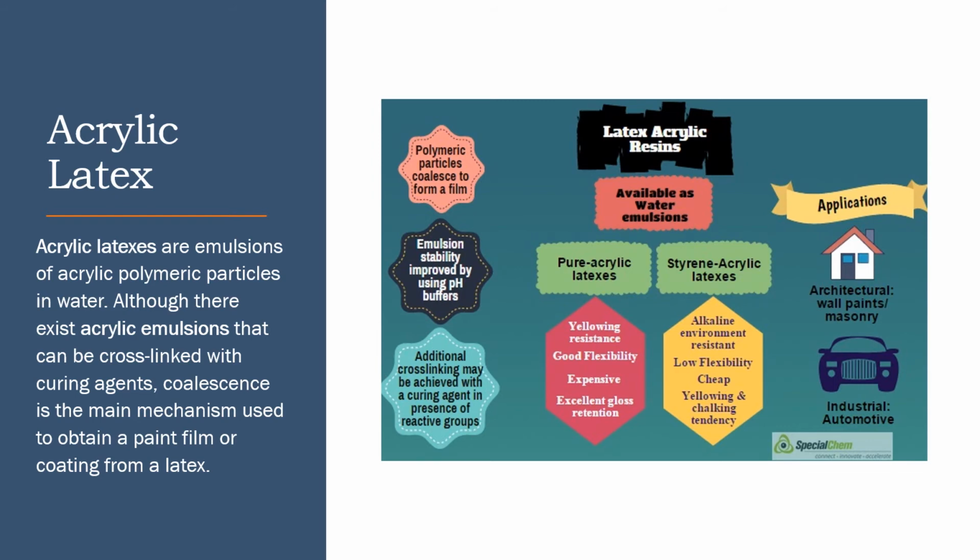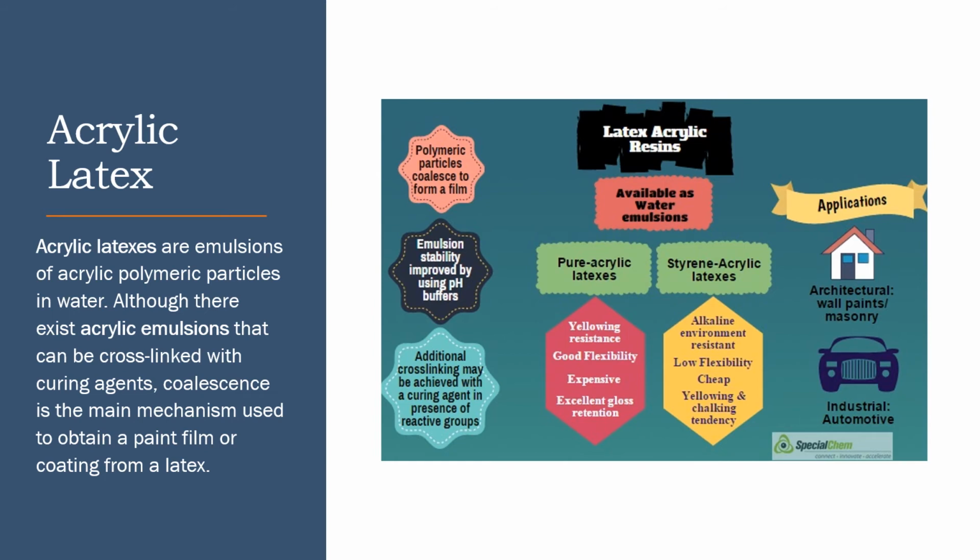Then coming to latexes, acrylic resins. We can identify these as acrylic resins or emulsions of acrylic polymer resins in water, meaning the resin particles will be dispersed in water. You can say those kinds of resins would be acrylic latexes. Although these are acrylic emulsions, they can also be cross-linked with curing agents.